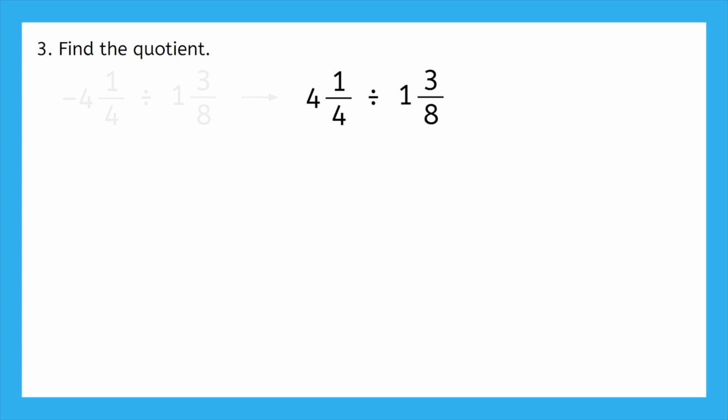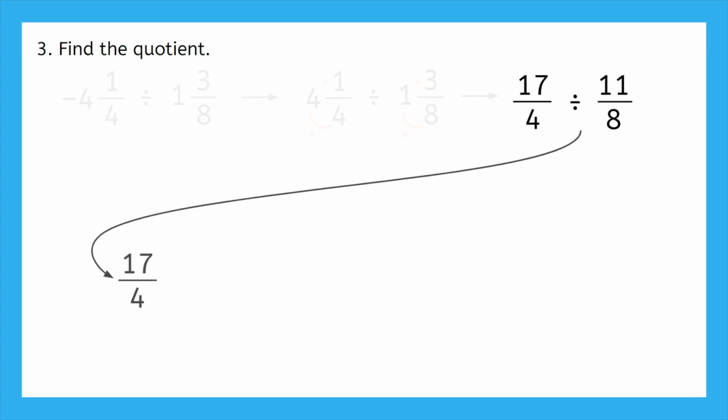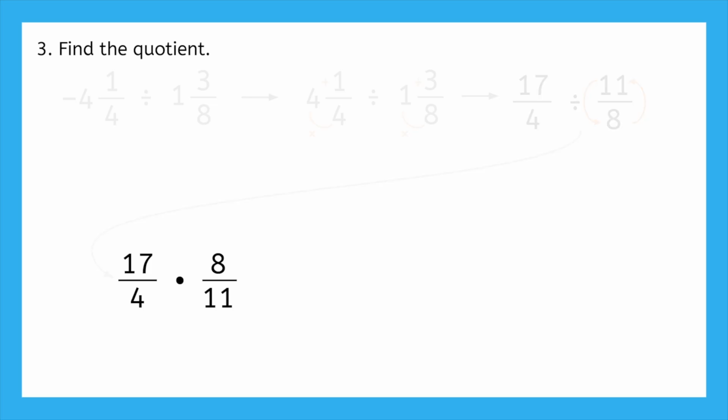Now we need to convert our mixed numbers into improper fractions. 4 1/4 is equivalent to 17/4, and 1 3/8 changes to 11/8. Next, we need to multiply by the reciprocal. 17/4 stays the same, and we change the division sign to a multiplication sign, and then 11/8 flips to its reciprocal, 8 over 11. Now, multiply the numerators together, and the denominators together, and that gives us the improper fraction 136 over 44.